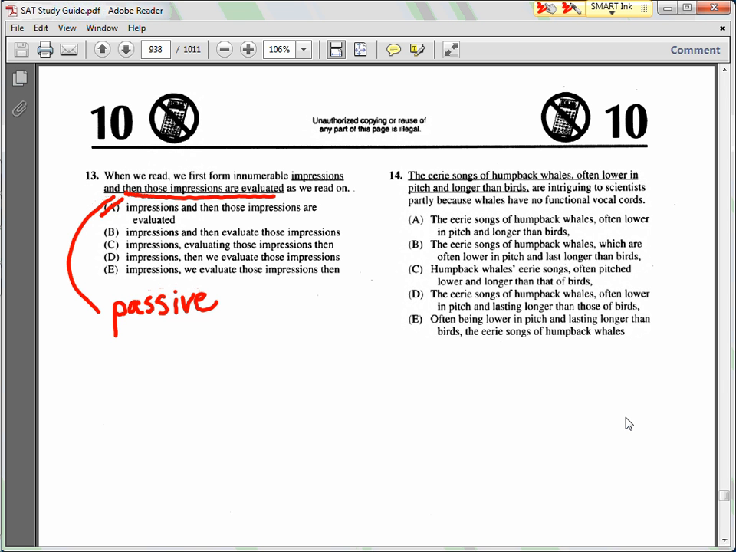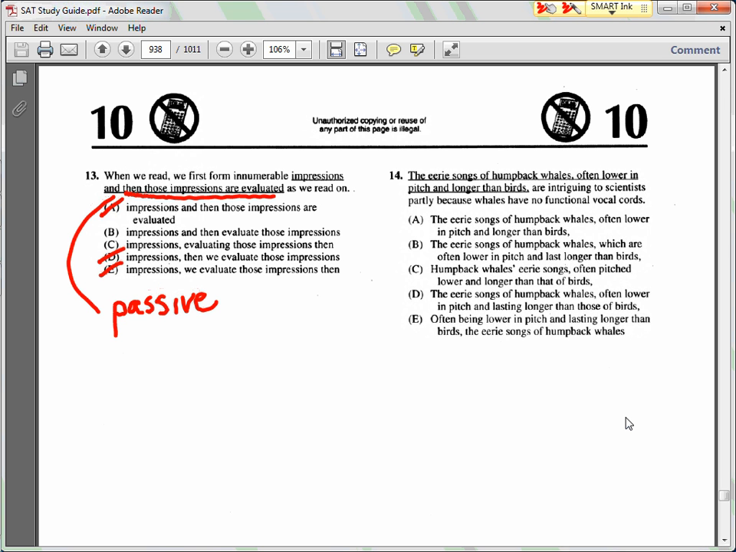Okay, I want to identify two answers that are wrong because they include comma splices, meaning that a comma is used inappropriately to divide two complete thoughts. So D and E are out because they are comma splices. So let's just read those so you can hear what it sounds like when two complete sentences are connected by a comma. So D would read, when we read, we first form innumerable impressions. Then we evaluate those impressions as we read on.